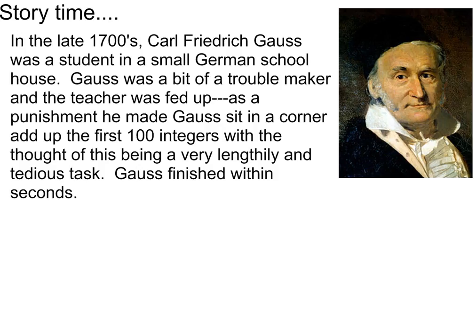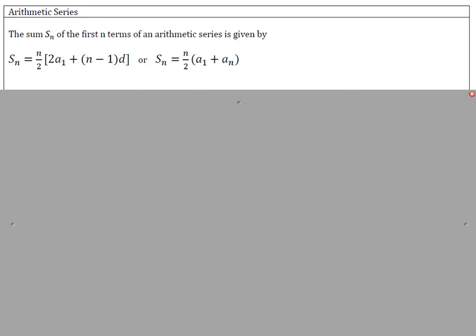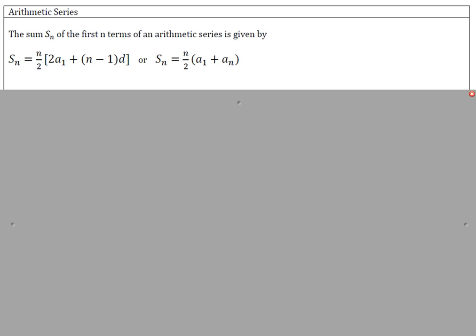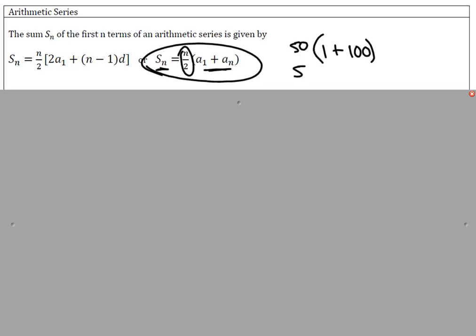Here's how he did it. Or how did he do it? Well, here's all he did. He did this. Okay, and here's what this means. You take the sum of n number of terms: take the number of terms divided by 2, and multiply by the first plus the last. So when he said add up the first 100 integers, well, the first one was 1, the last one is 100. So 100 divided by 2 is going to be 50. So all I had to do was take 50 times 101.